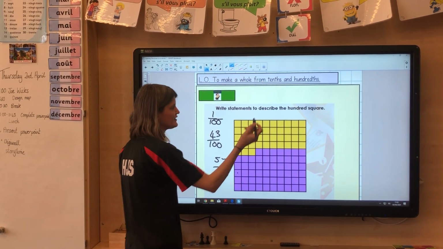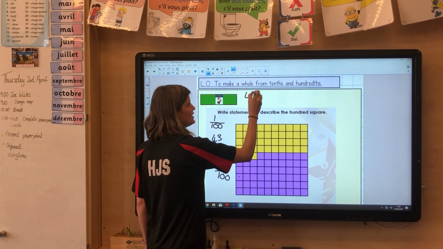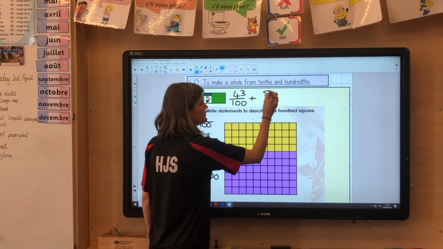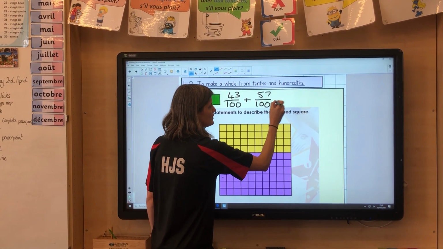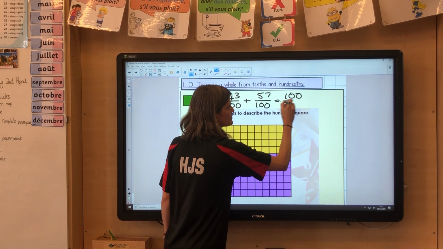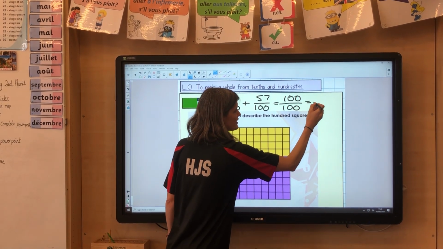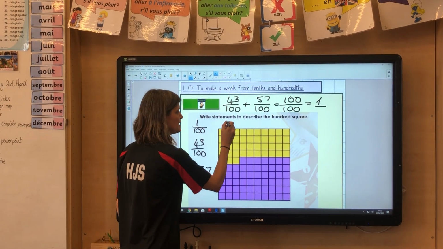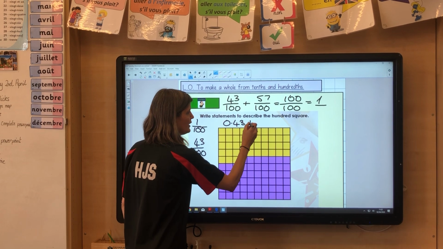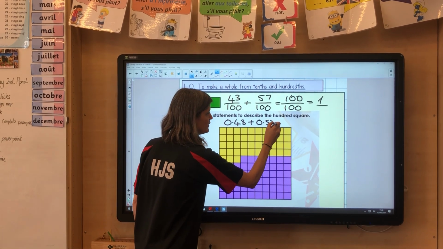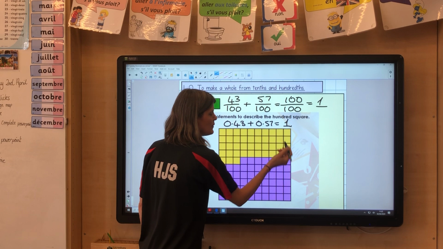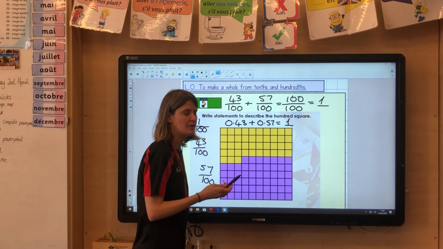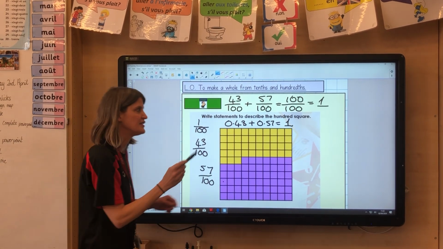So what I could write is a number sentence which says 43 hundredths add 57 hundredths equals 100 hundredths, which is the same as 1 whole. You could also have written it as a decimal if you wanted to. 0.43 add 0.57 equals 1 whole. Remember, we don't need to put a decimal point and zeros because they have no value after the decimal point there. There's no other digit there.